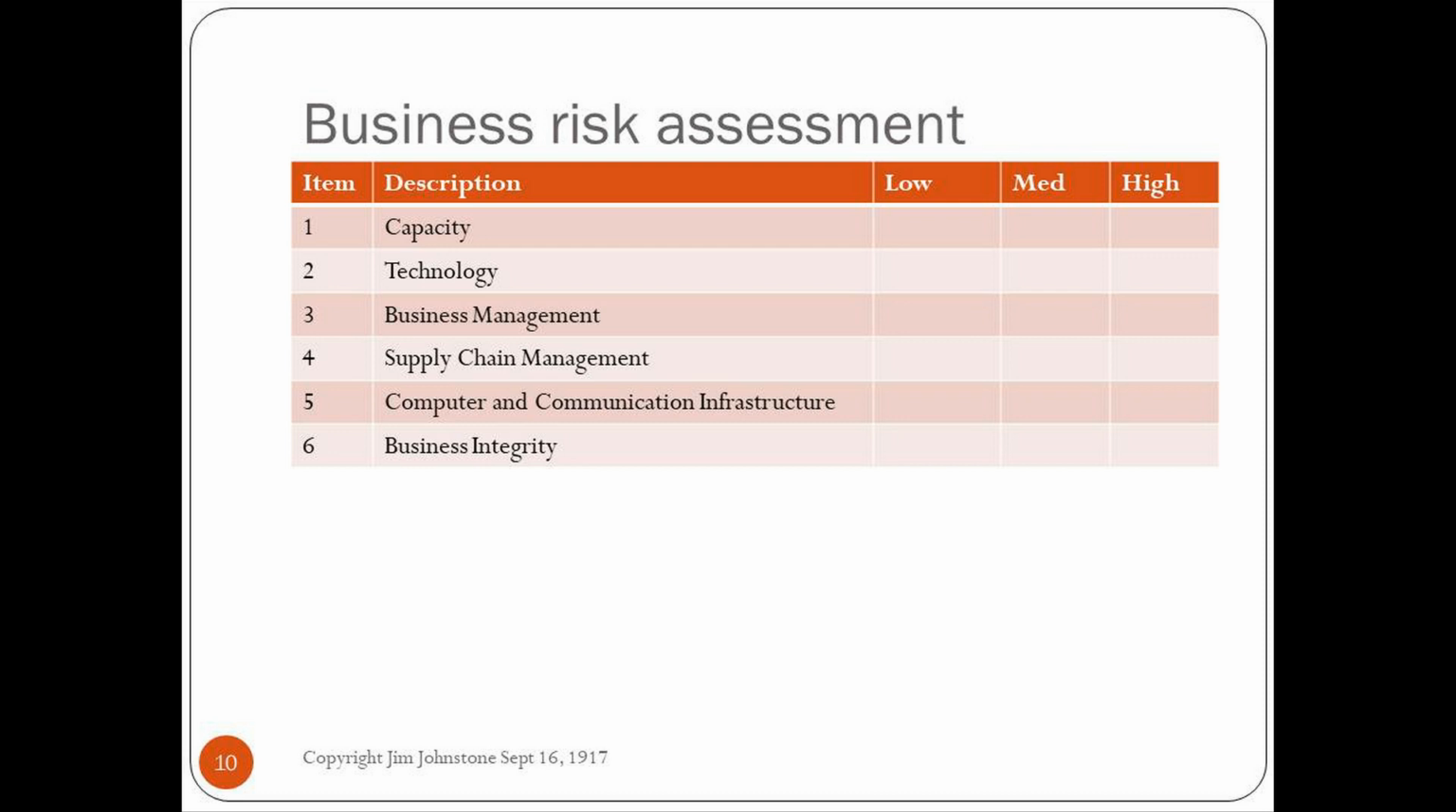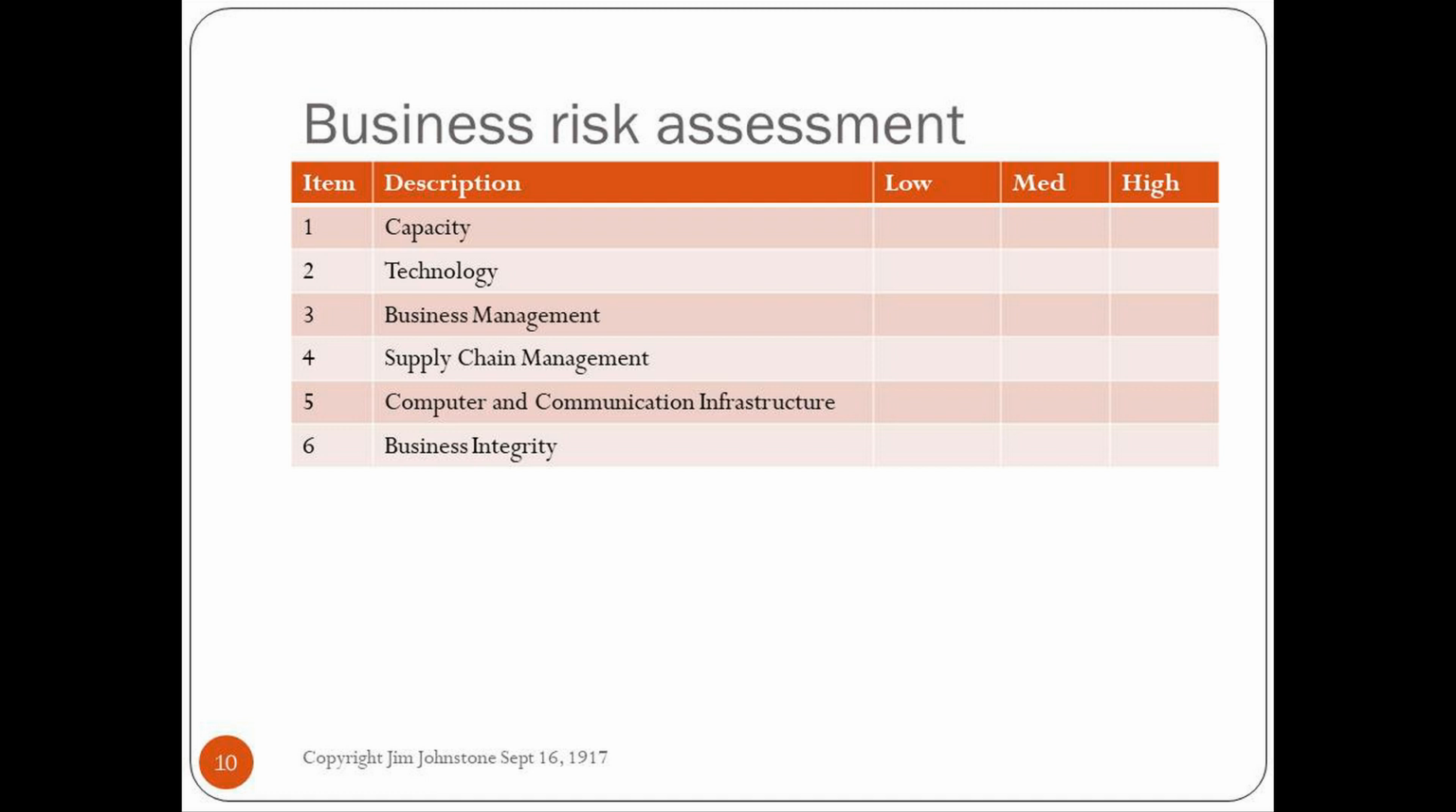Well, what we need is a systematic way to record all of these risks. So I've created these tables. Here's a business risk assessment table. It's going to look at 6 different elements: capacity, technology, business management, supply chain management, computer and communication infrastructure, and overall business integrity.